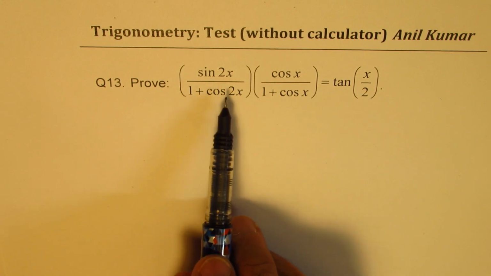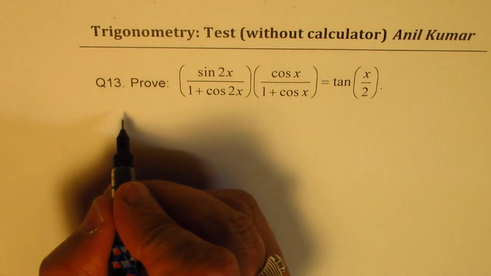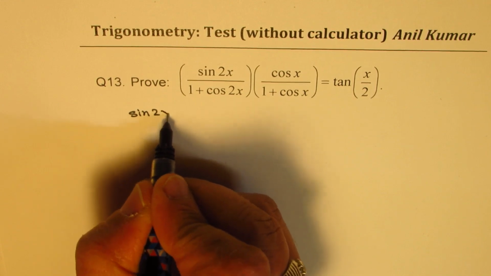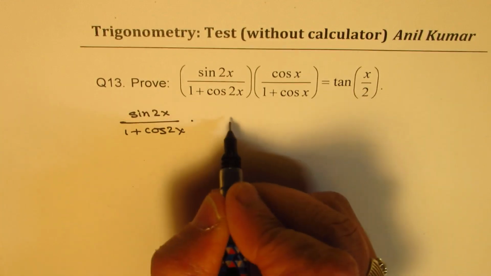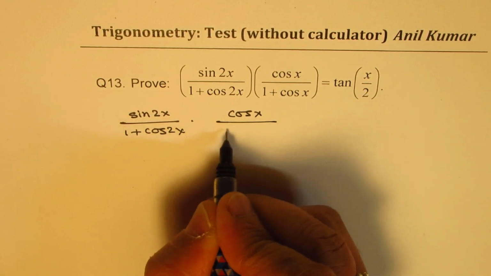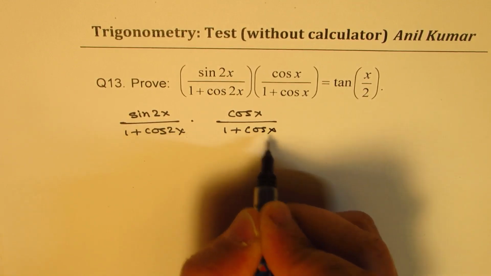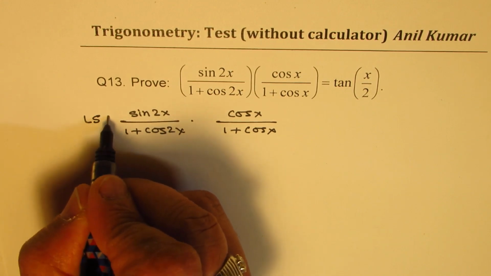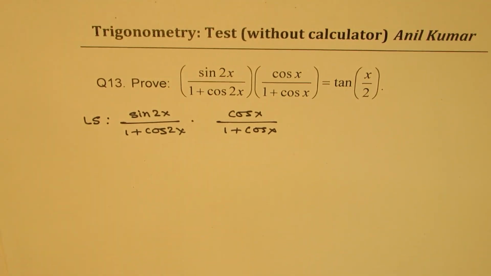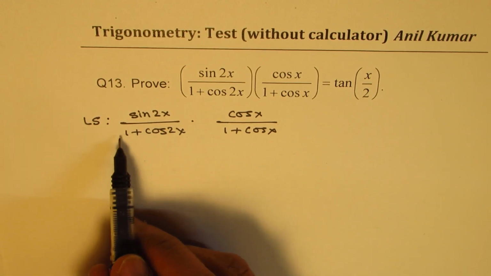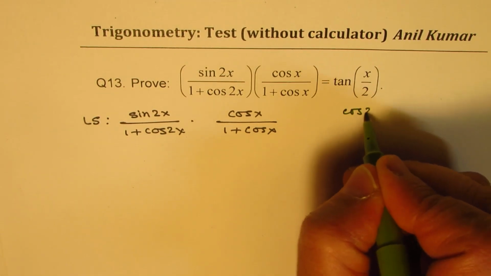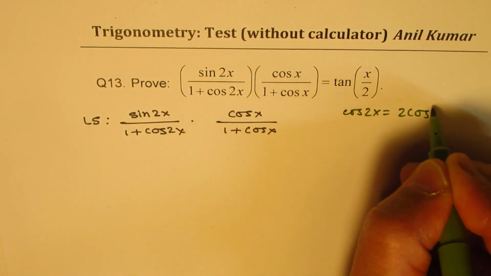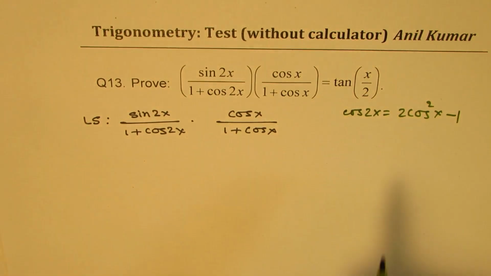So at this time we need to prove that left side equals right side, and left side is sine 2x over 1 plus cos 2x times cos x over 1 plus cos x. We need to show that this is equal to tan x by 2. So we'll begin with the left side. Okay. Now, since this is 1 plus cos 2x, again the formula being used will be cos 2x equals 2 cos square x minus 1, correct?